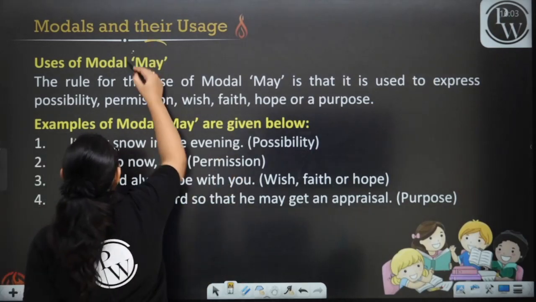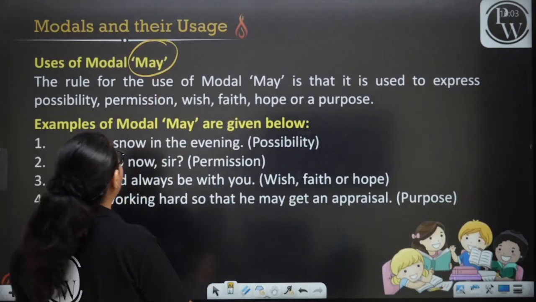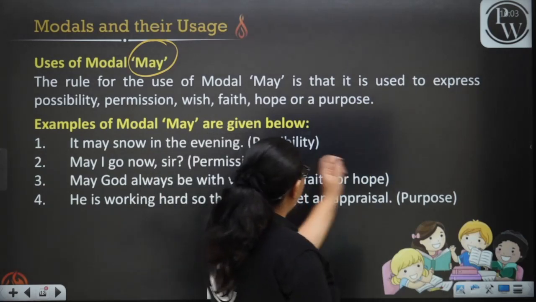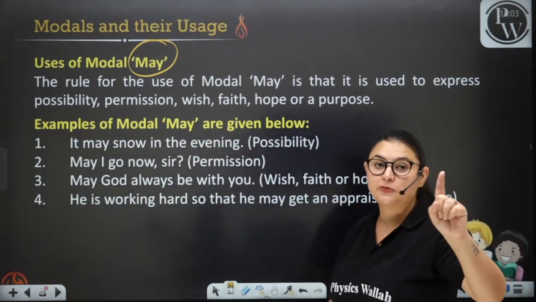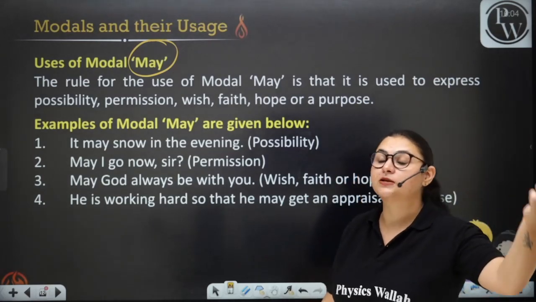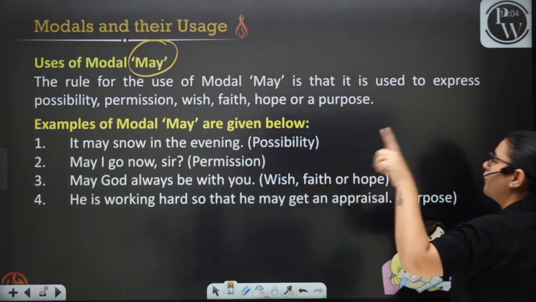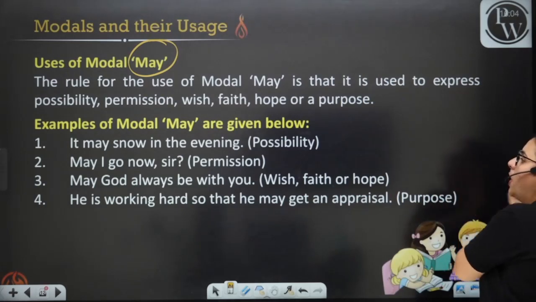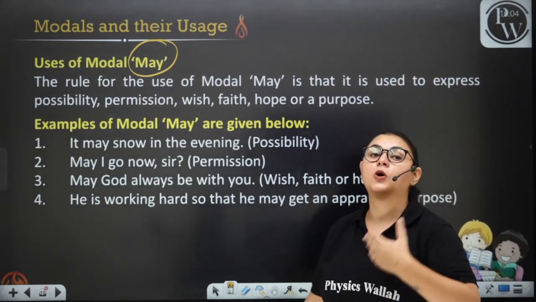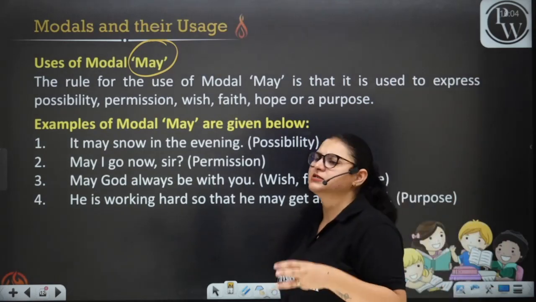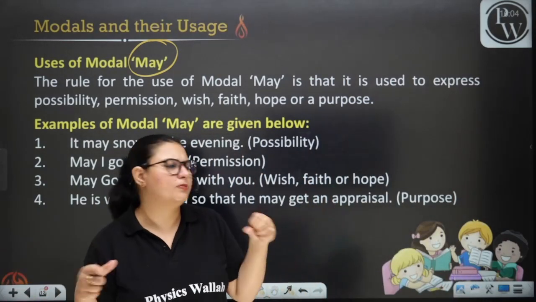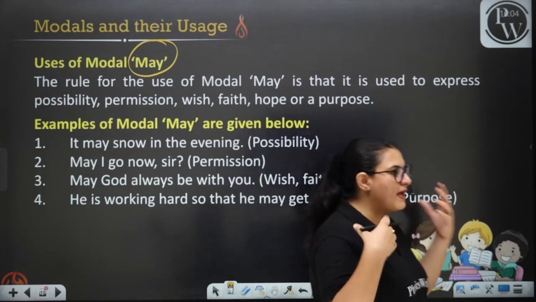Where do you use may? The rule for the use of modal may is that it is used to express possibility. Whenever you are expressing possibility, permission, wish, faith, hope, or a purpose, in that case, you use may. Now, may is something that you use multiple times. You use may many a time.